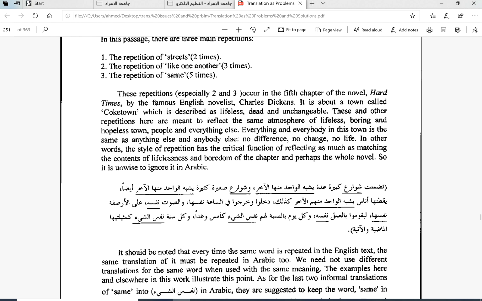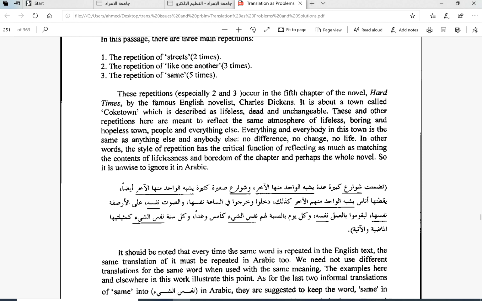It was about a town called Coketown, which is described as lifeless, dead, and unchangeable. These and other repetitions here are meant to reflect the same atmosphere of a lifeless, boring, and hopeless town. Everything and everybody in this town is the same as anything else and anybody else. No difference, no change, no life.